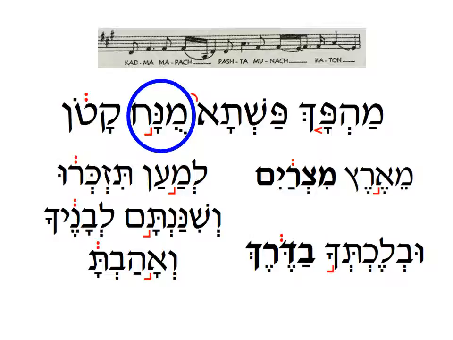Me'eretz Mitzrayim. Uvlechtecha vaderech, lema'an tizkeru, v'shinantam levanecha. And the word v'ahavta actually has the munach and the katon on one word, which is common actually. Ve'ahavta. So you basically are doing the first syllable, ve'ah, on the munach, the second syllable, and the third on katon, havta, ve'ah, havta.